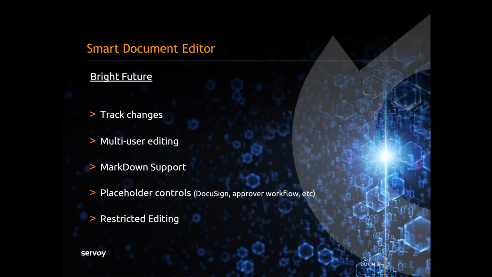Restricting editing for certain parts of the document can be nice. If you just want to have a template set up and they can't edit the paragraph, but then they can add comments below it. That should be pretty easy to do. Not available in this version, but that could be coming in the future.